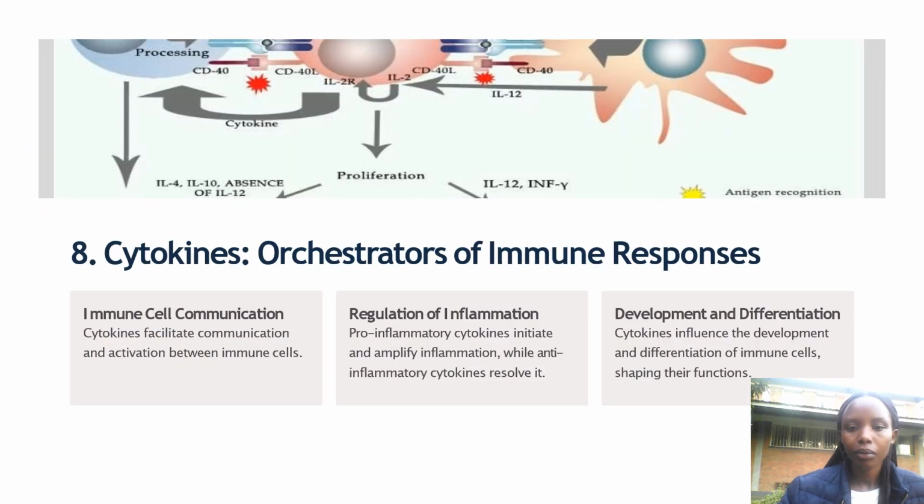And then we have question 8, which is about cytokines. So let us look together at what cytokines do. Cytokines perform different roles in our body. So let us see one by one. The first one is immune cell communication. Cytokines facilitate communication and activation between immune cells.